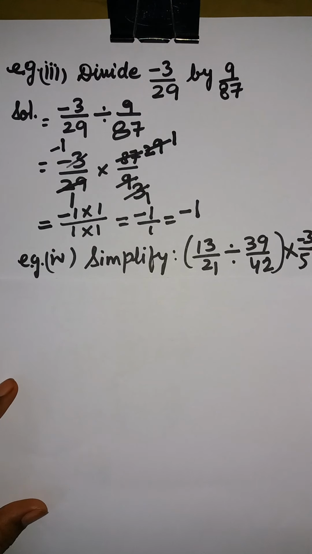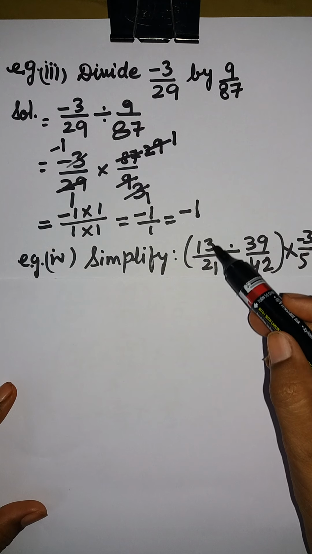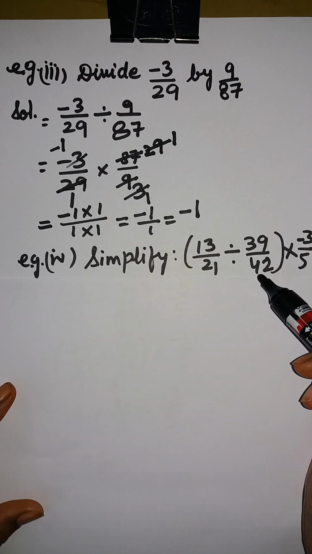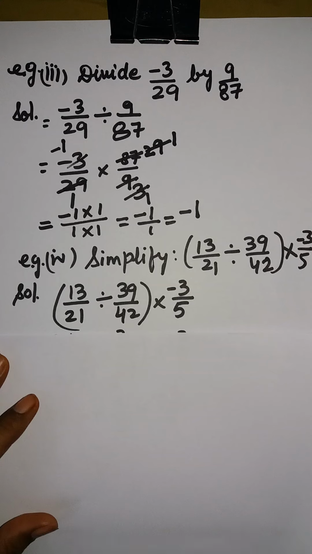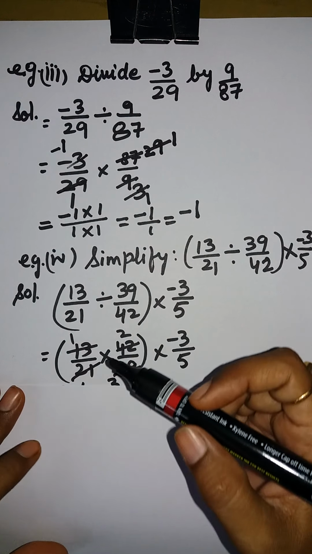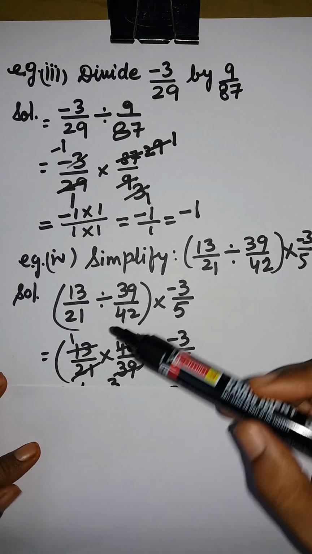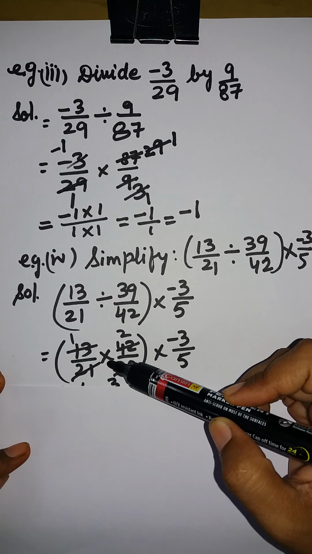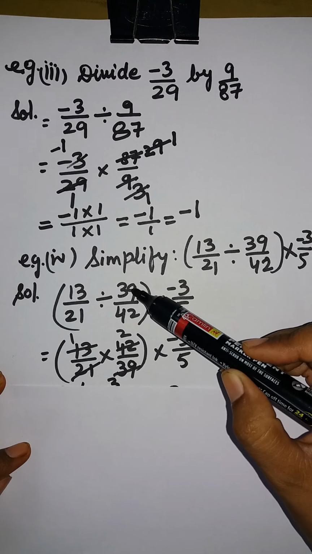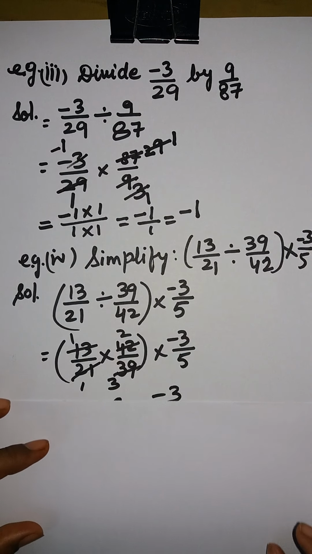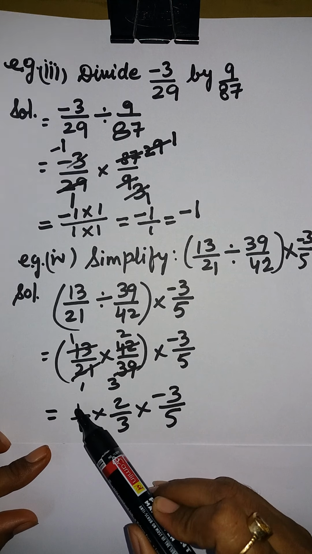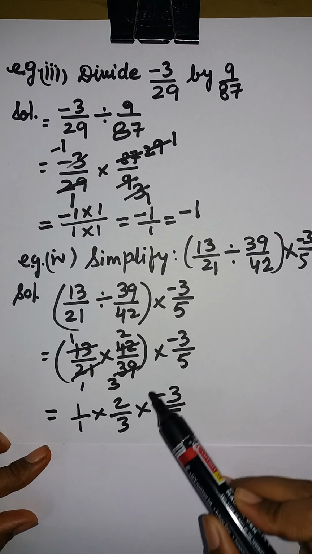Let's take the last example to understand. Simplify 13 by 21 divided by 39 by 42, which is written in the bracket, multiplied by minus 3 by 5. We rewrite the question here. And now we know the BODMAS rule. We simplify the bracket first. So following the division, we have changed the sign of division here into the multiplication sign, and the reciprocal of 39 by 42 is written here, 42 by 39, and we have simplified them, cutting by their common factors. Finally we get the result here, 1 by 1 multiplied by 2 by 3 multiplied by minus 3 by 5.